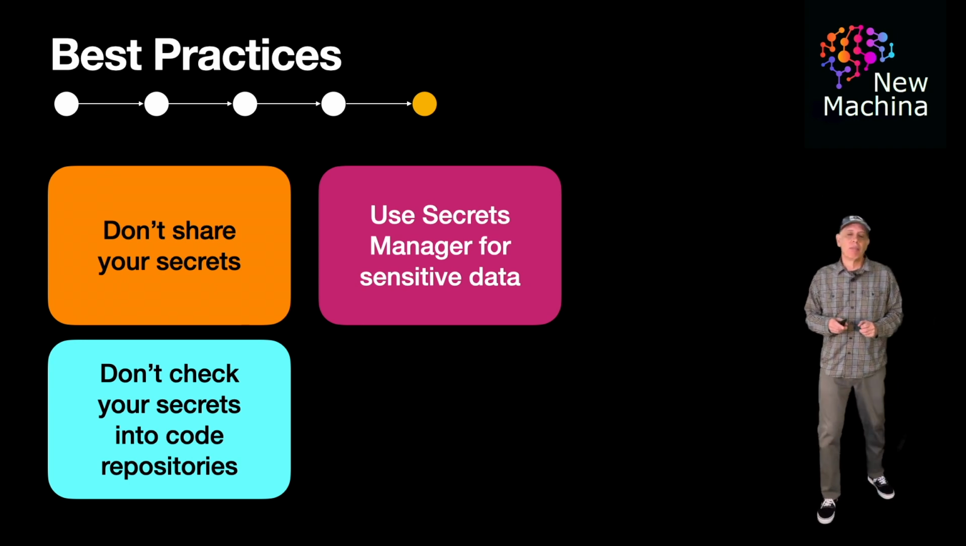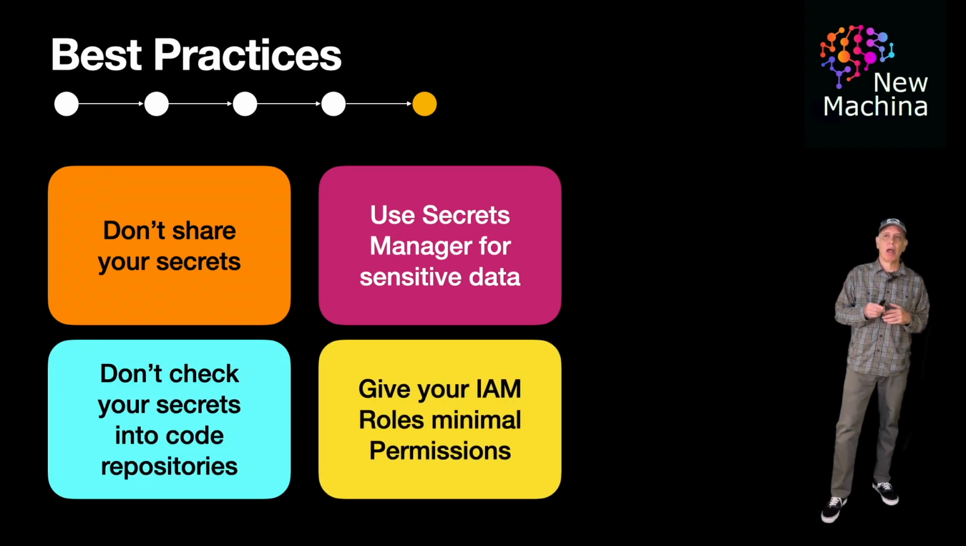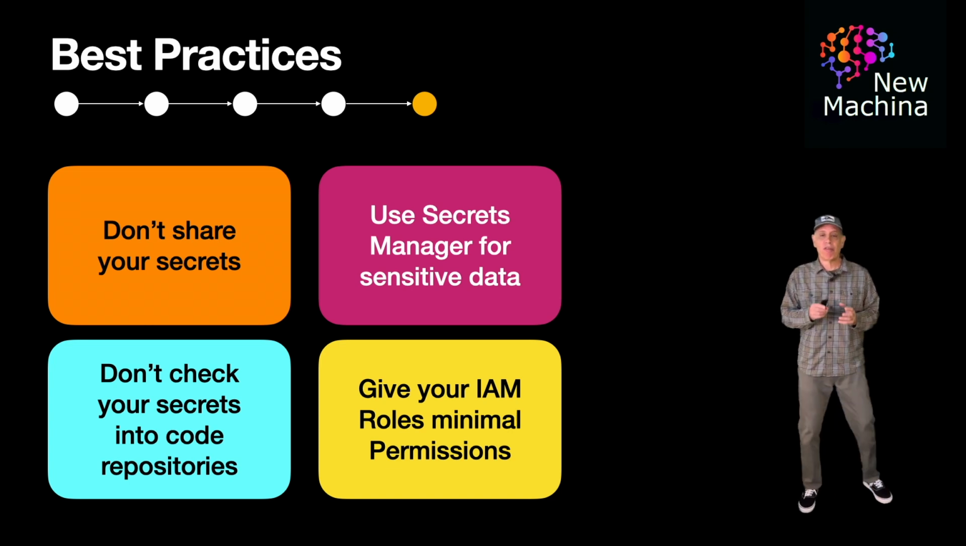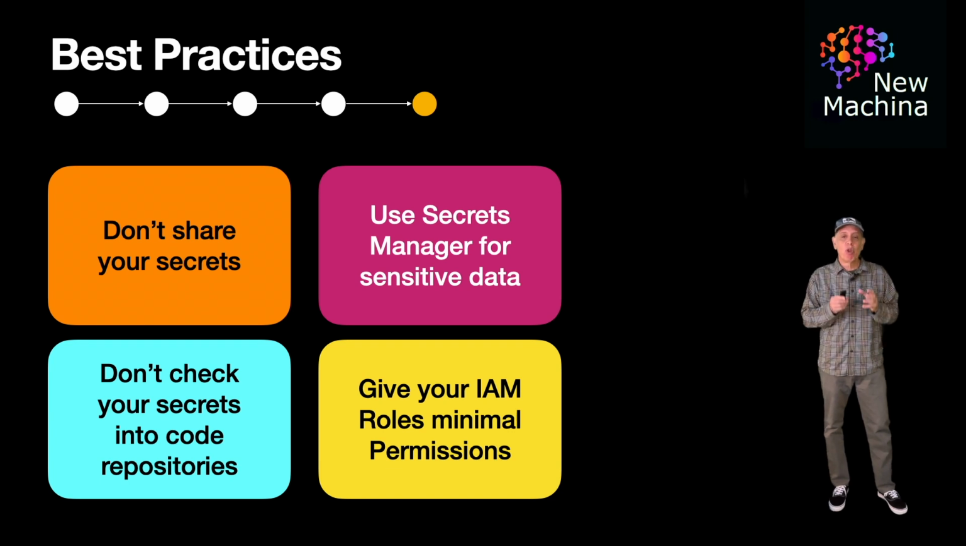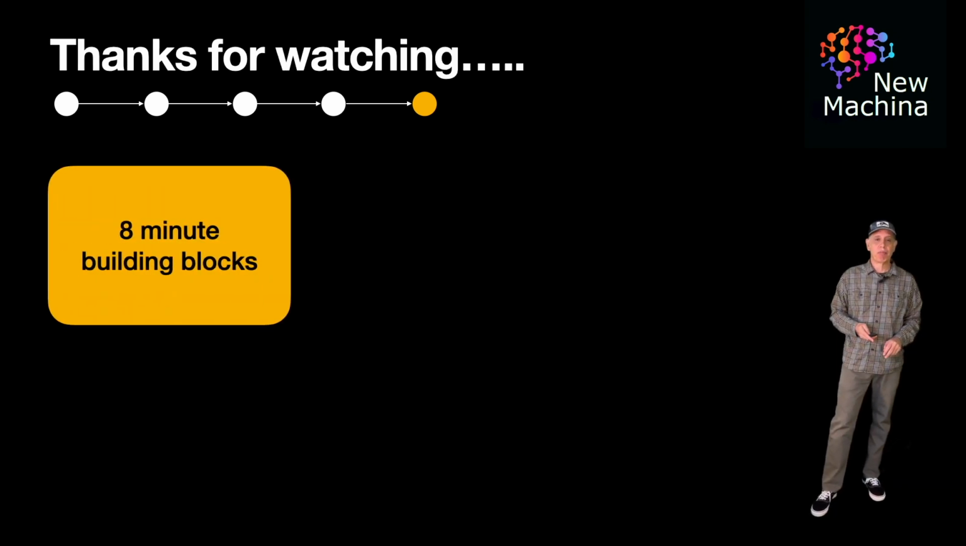Lastly, give your IAM roles minimal permission. So compute entities like Lambda functions, for example, have a role, and those roles have policies. Give them the minimal amount of policies they need to do what they need to do. This is known as the principle of least privilege, and it's a very good best practice to follow.